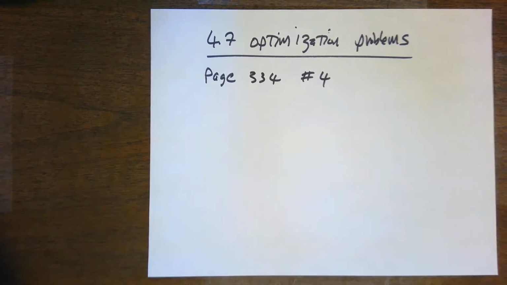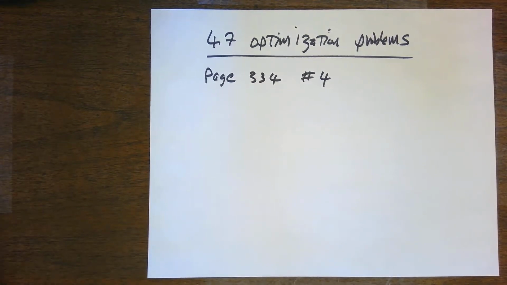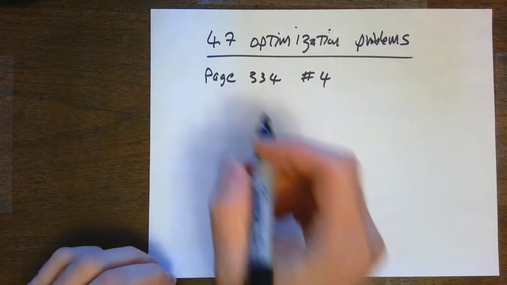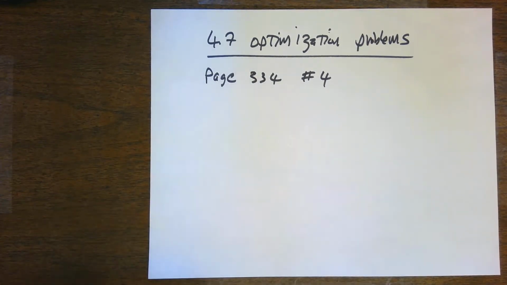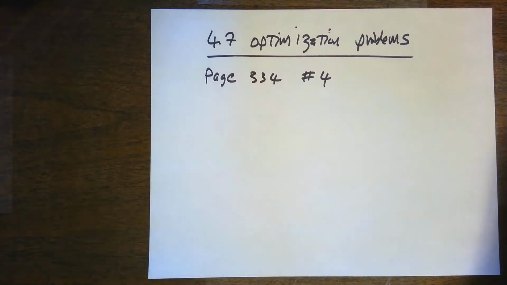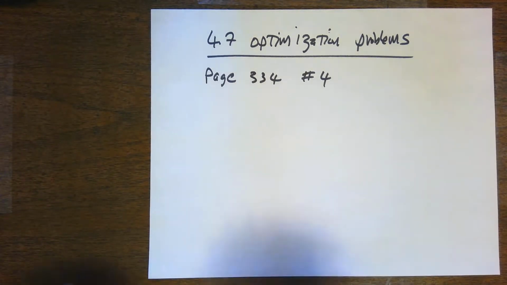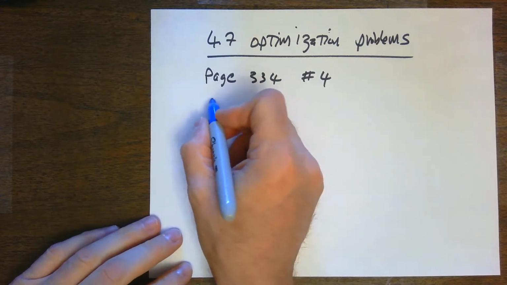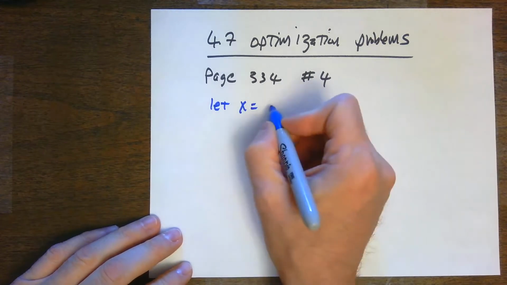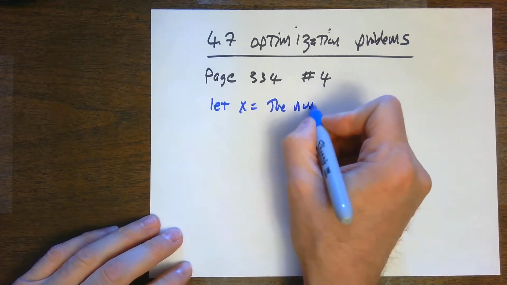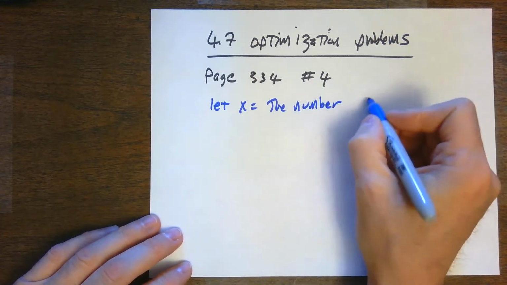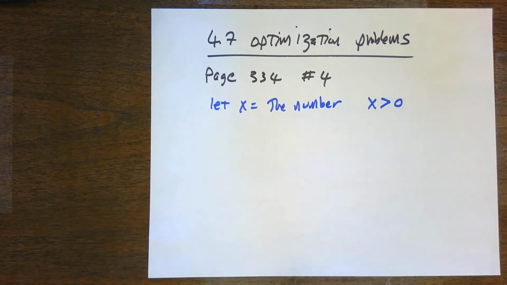We'll talk about it. So problem number 4 says, find a positive number such that the sum of the number and its reciprocal is as small as possible. Let's let x equal the number. Now remember, it said positive, so x has to be greater than 0. I know I have that constraint there.